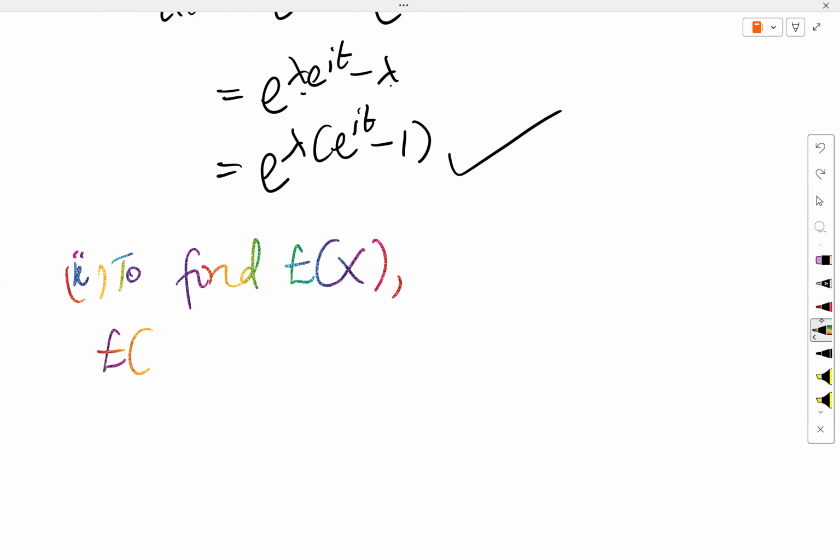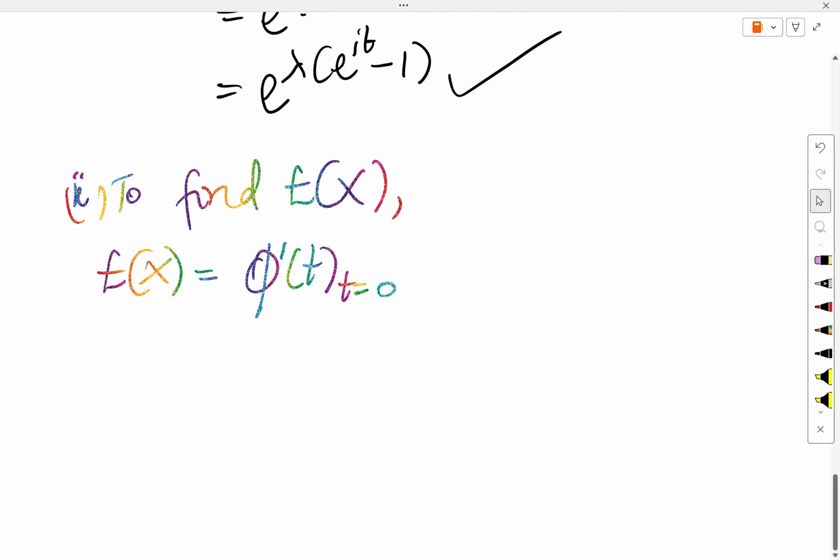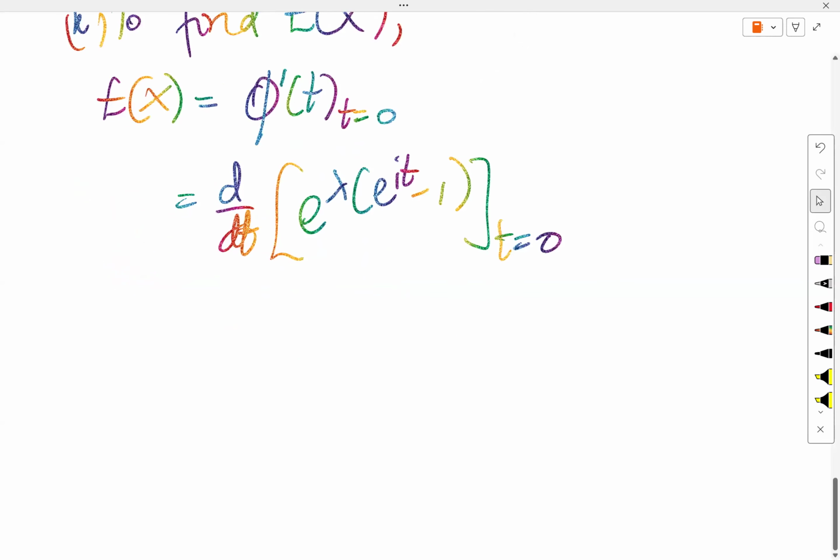So like when you deal with the probability generating function, the expectation of x is the characteristic function differentiated once and evaluated at 0, basically. So it means this function you have now, you have to differentiate it and substitute 0 into it. So you need to have d dt of e raised to power lambda into e raised to power it minus 1, and that has to be evaluated at t equals 0.